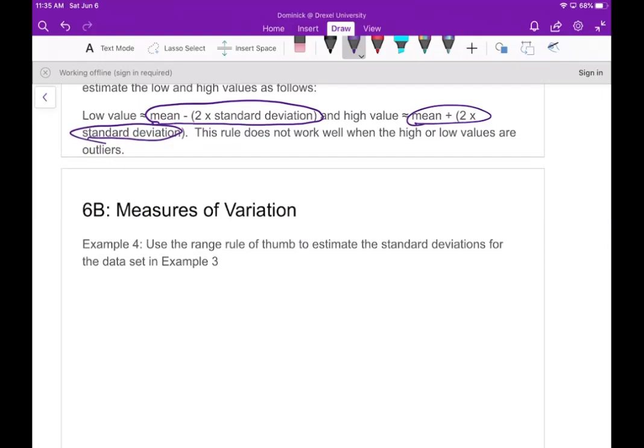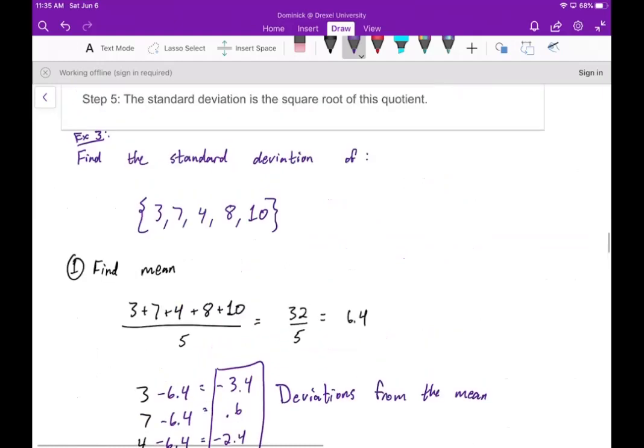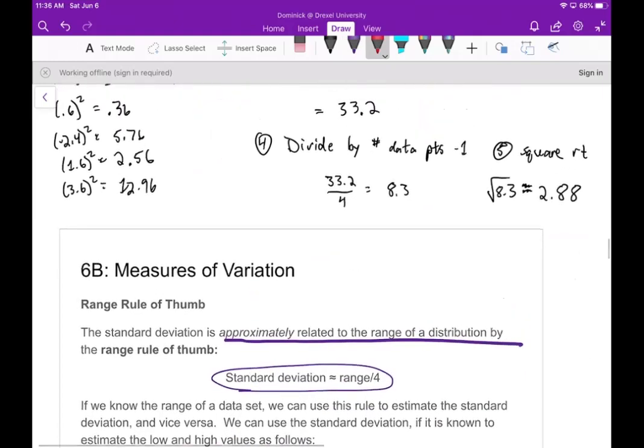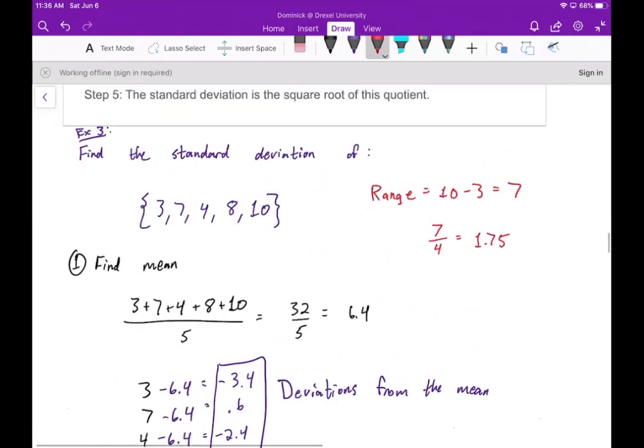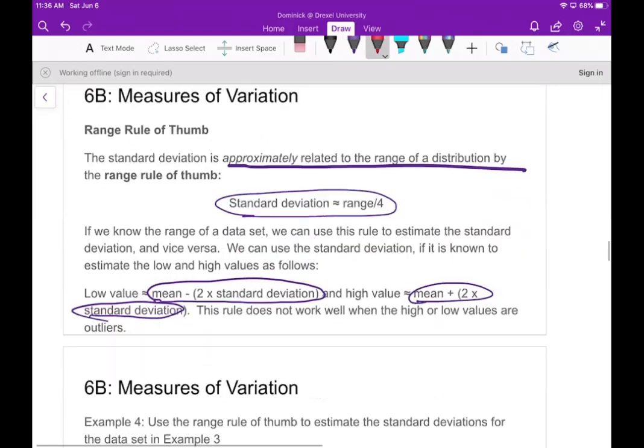Now, if we use the range rule of thumb for the example that we just did, what would the range of this data set be? Well, the range would be 7, because it would be 10 minus 3. And if we do 7 divided by 4, that would give you 1.75, which is okay. All right, that's not the greatest demonstration, but it gives you a quick number that approximately gives you the standard deviation.